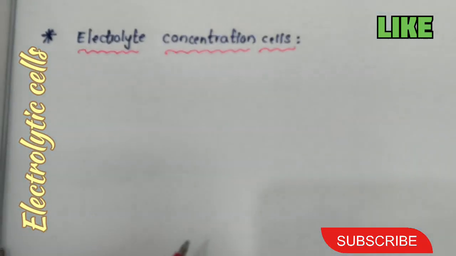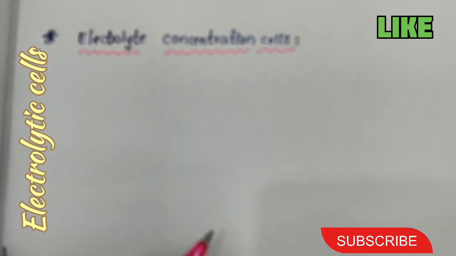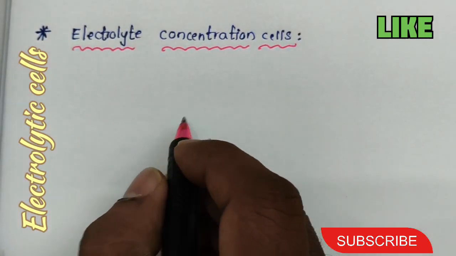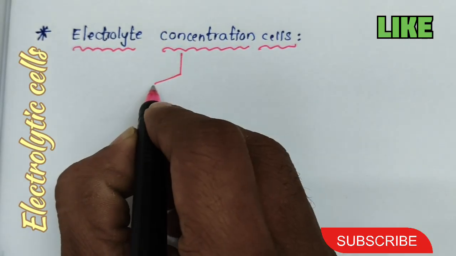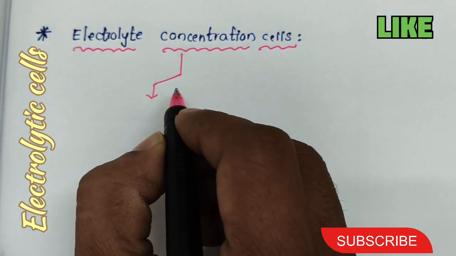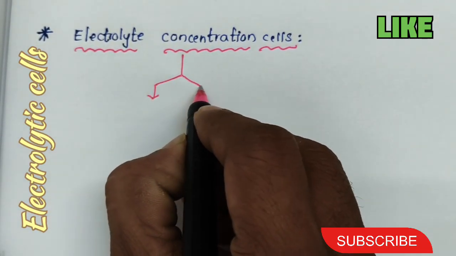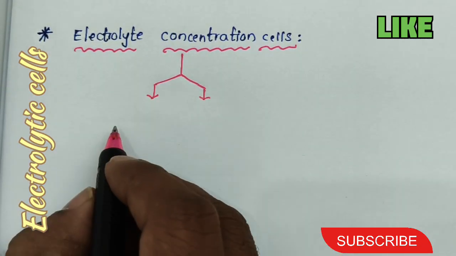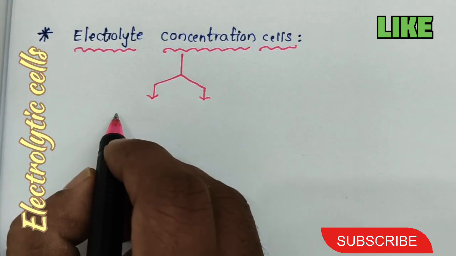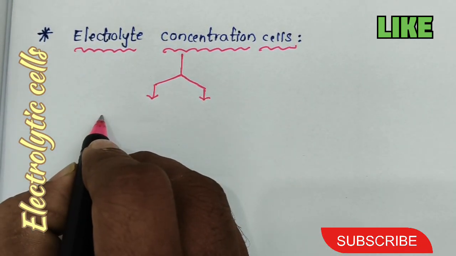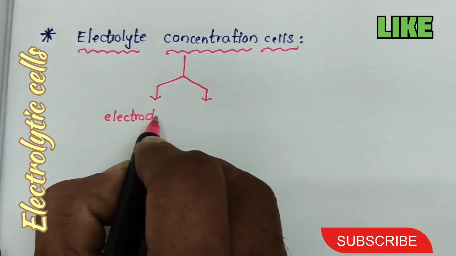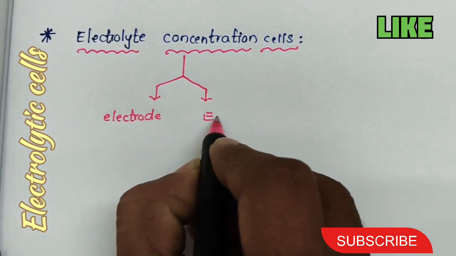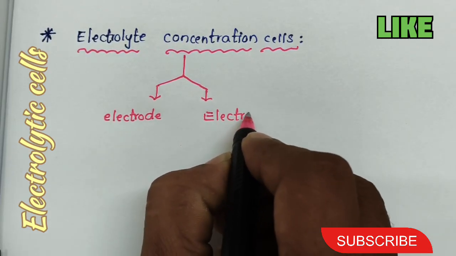So generally in this process, in electrolyte concentration cells, we will discuss one condition for the electrode and another one for the electrolyte. So the first thing is electrode. Another one is electrolyte.